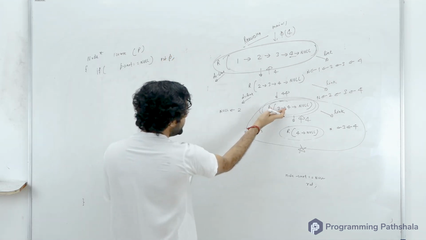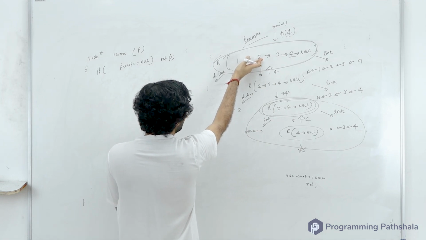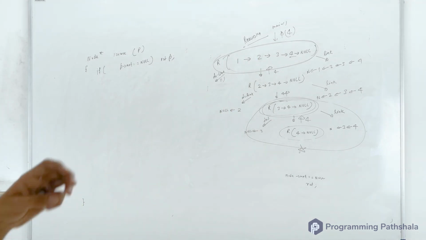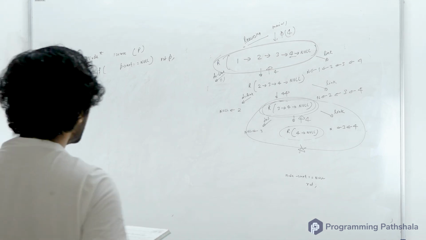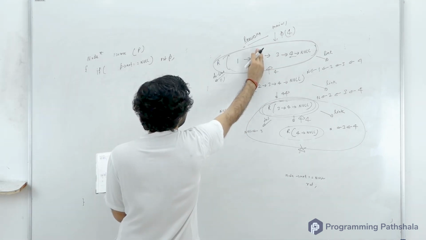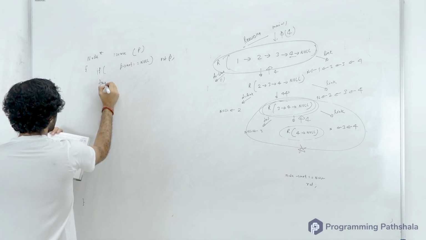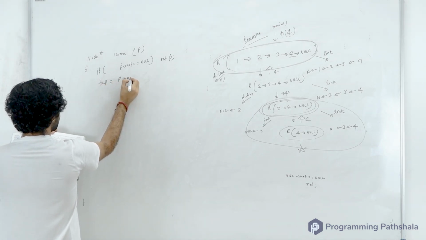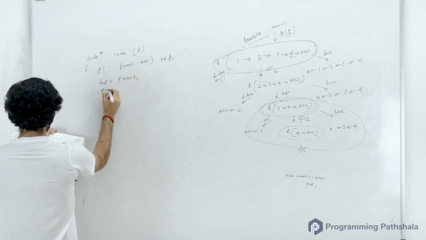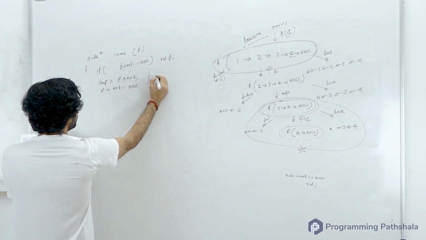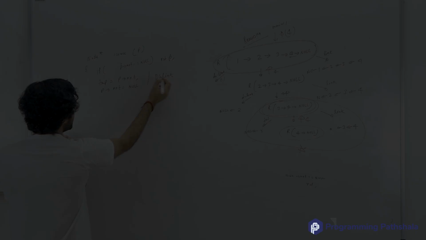Otherwise, if I am here or here or here, what is the first thing that I am supposed to do? First I should delink. Now delink has got two parts. First store it in a temp and then make this pointer null. So I will have temp equals to P next, and then I will do P next equals to null. This is the delink part.